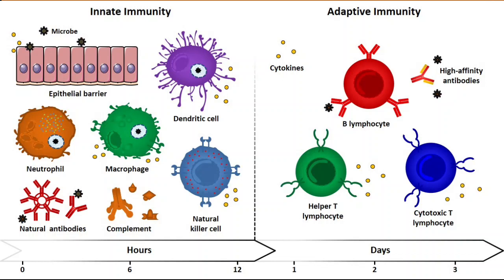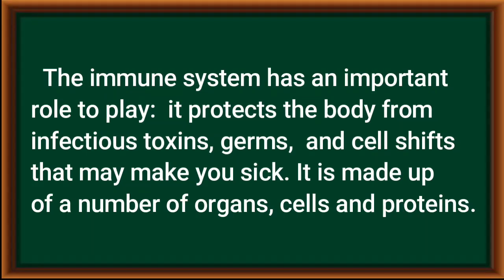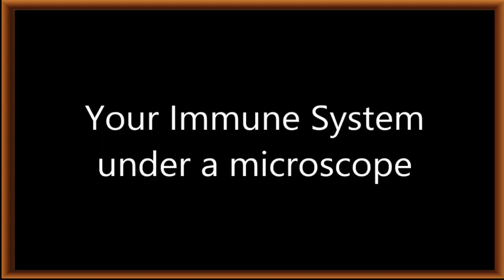Innate immunity mechanisms represent the first barrier against infection. Development of adaptive responses requires cross-talking events between these two types of immunity. The immune system has an important role to play. It protects the body from infectious toxins, germs, and cell changes that may make you sick. It is made up of a number of organs, cells, and proteins.